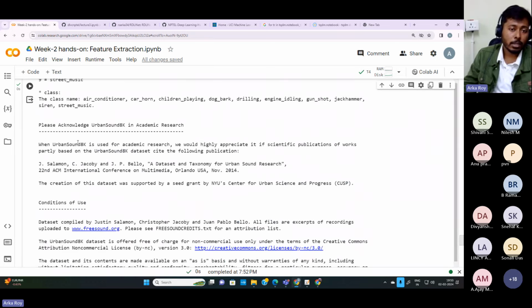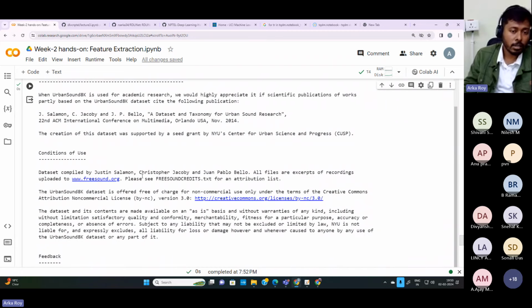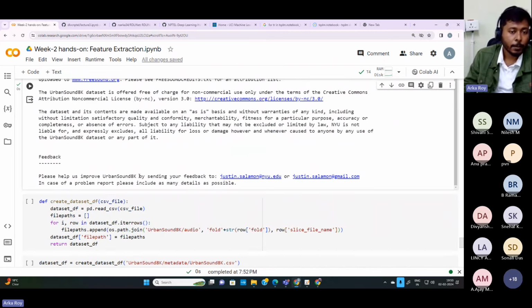And if you are using this particular database and writing any paper, then you need to cite this particular paper, A Dataset and Taxonomy for Urban Sound Research. So these are the README file instructions that the authors have given. Okay.